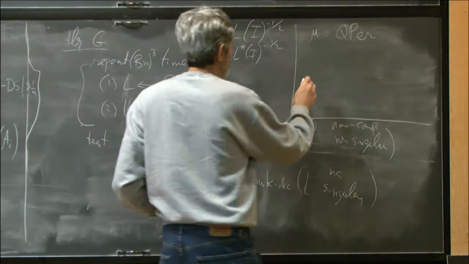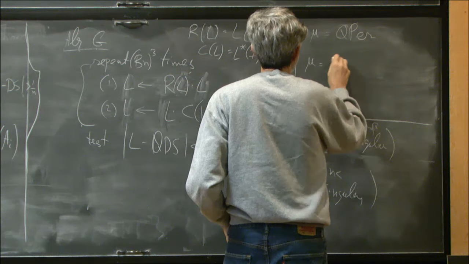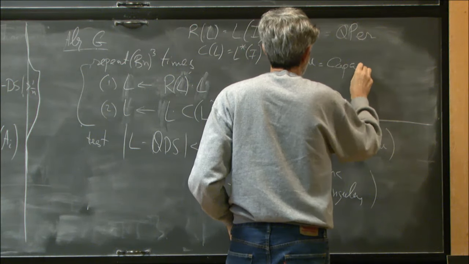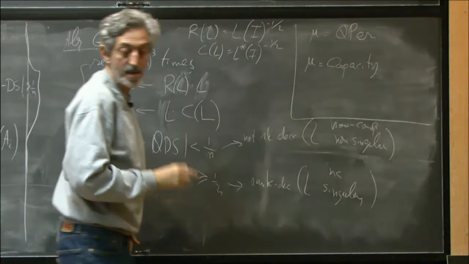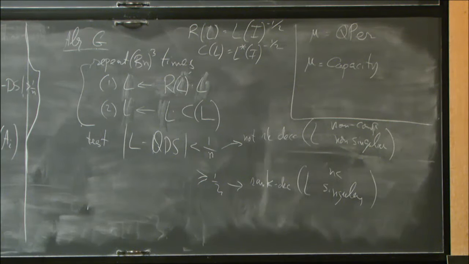That's one measure that is multiplicative under the action of this algorithm. And then he has another one which is called capacity, which I'll define for you in a second. This I will define because it's important.